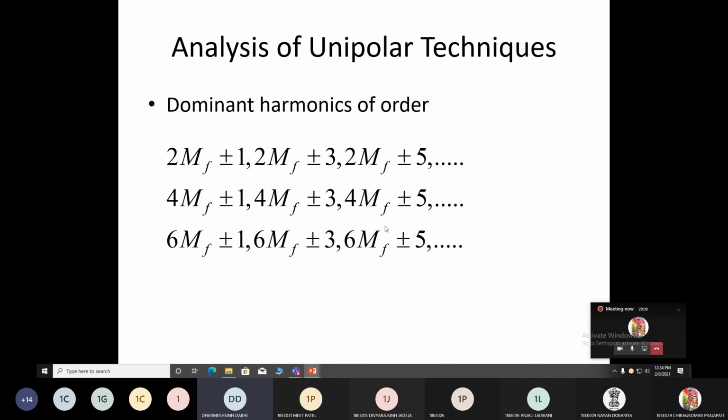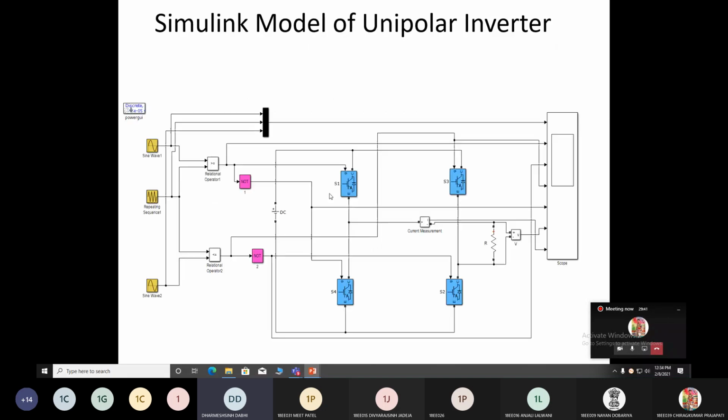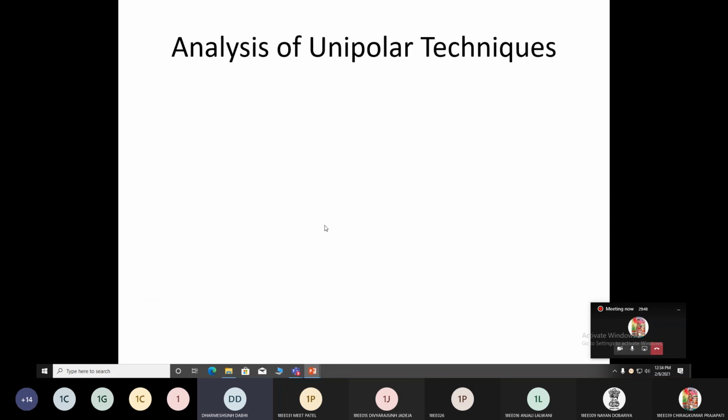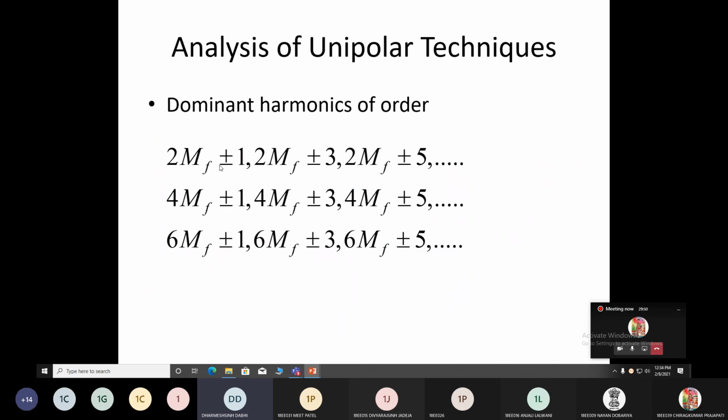No, sir. Okay. So the practical simulation of this unipolar technique we will discuss this Friday. At that time we can get a clear idea of how we get these dominant harmonics, 2MF plus minus 1 and 2MF plus minus 3, and so on. Clear? So we will discuss that in detail in the lab session. For now, just understand that you get a dominant harmonic frequency which is higher than the dominant harmonic frequency you get in the bipolar technique.